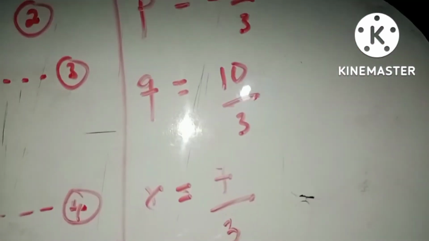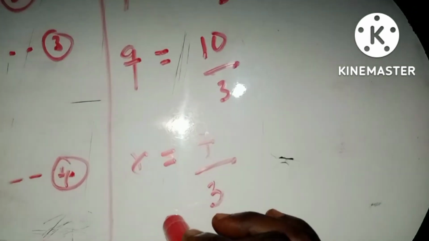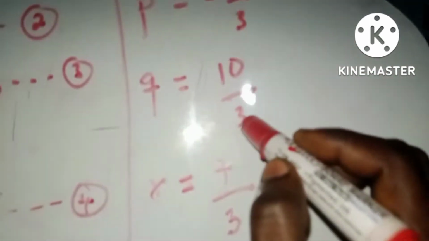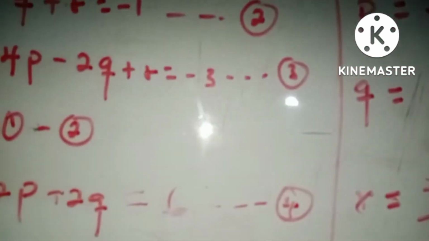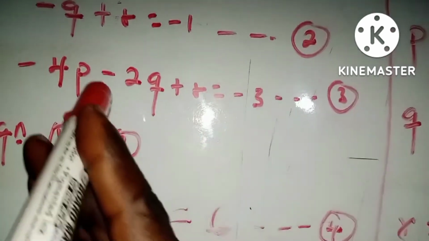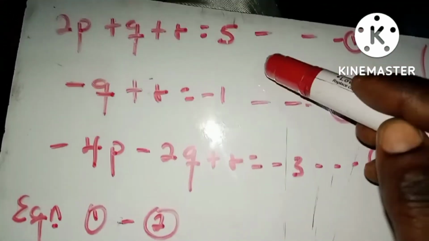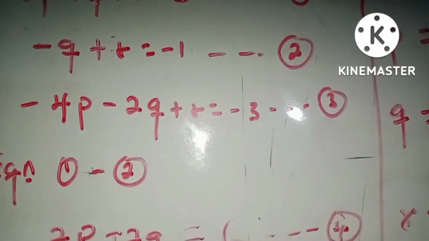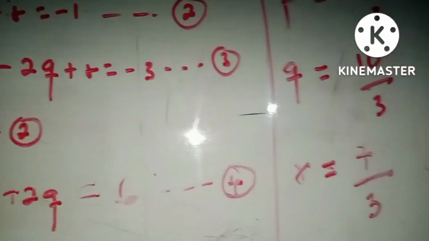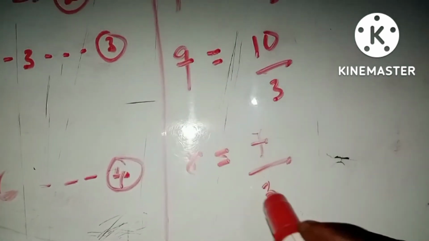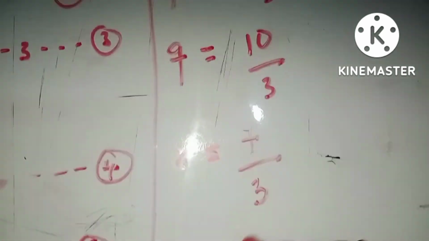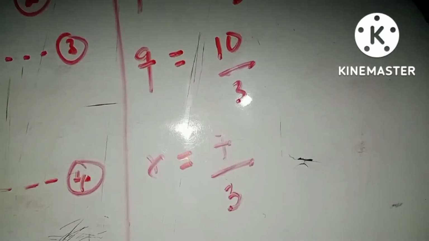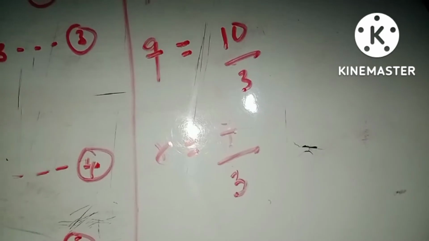So how do you get the value of r? You just pick these values, right? You pick the value of p and the value of q, and then plug that into one of the equations that contains all three variables. It can either be equation 1 here or maybe equation 2, right? And then solve for r at the end. Okay, so after solving that, I had r to be 7 on 3. If you're having a different answer, make sure that you give us the answer in the comment section, right? Okay, so these are the values that we have.